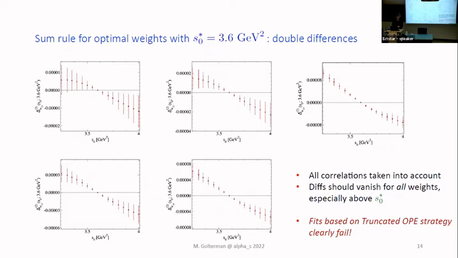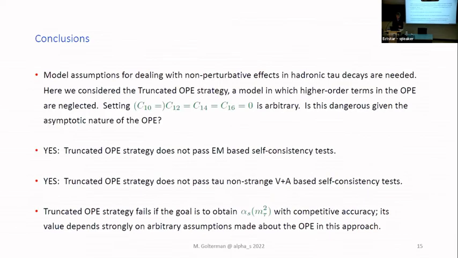And that already brings me to my conclusions. Any approach to dealing with non-perturbative effects in hadronic tau decays needs model assumptions, because we don't have a solution of QCD beyond perturbation theory. In this talk, I considered what we call the truncated OPE strategy, which was explained first today by Tony. It is a model in which higher order terms in the OPE are neglected.